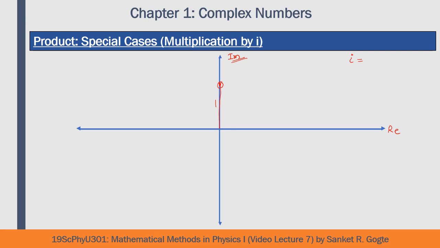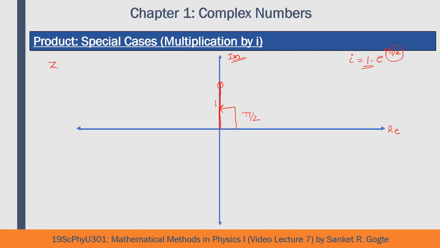What is the modulus of this complex number? Clearly it is 1 because this length is equal to 1. What is the argument of this complex number? The argument is obtained by rotating the positive real axis by pi by 2 radians, and therefore the argument of i is pi by 2. So this is e to the power i pi by 2, where 1 is the modulus of the complex number and pi by 2 is the argument.